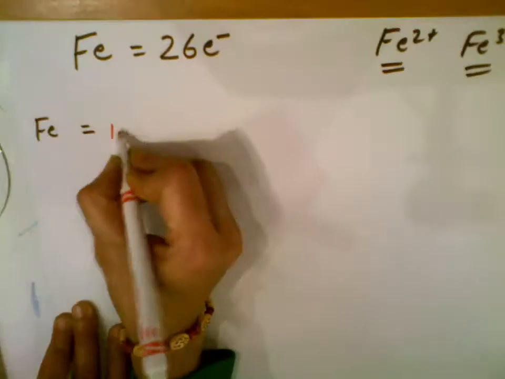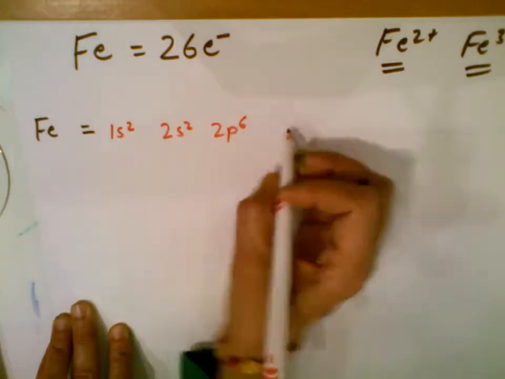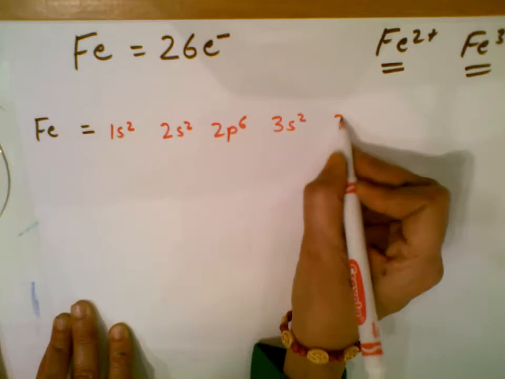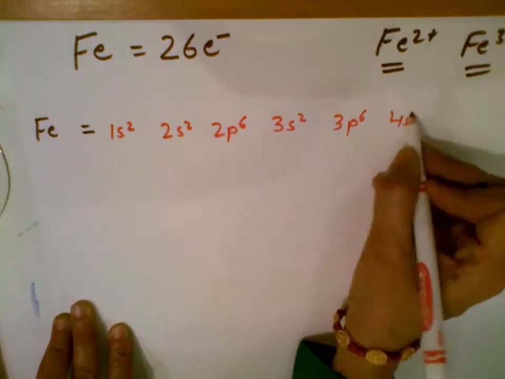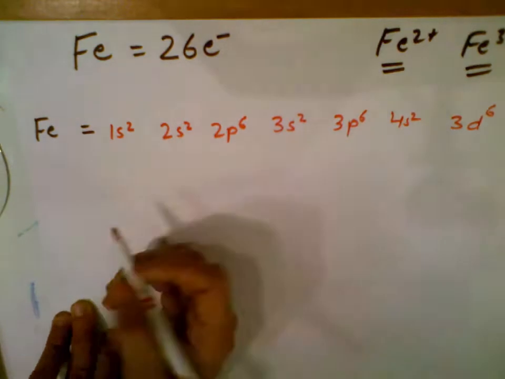So 1s2, 2s2, 2p6, 3s2, 3p6, 4s2, and 3d6. When you add them, it is 26.